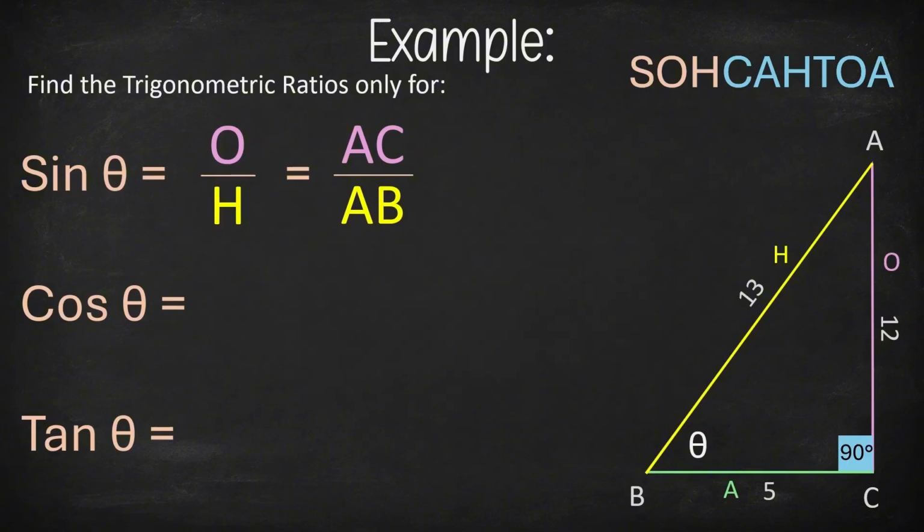Now we can add the values for each side. For O or AC, I see that the value is 12. And for H or AB, I see that the value is 13. And this is the trigonometric ratio for sine theta. Now let's look at cos theta.